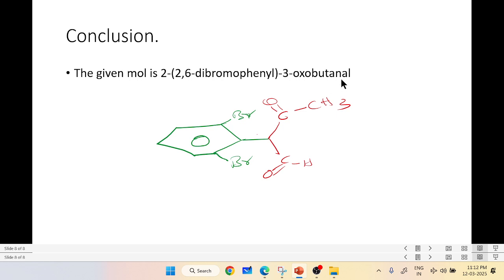Now, how did this IUPAC name arise? Look at this structure and see the main chain indicated in red. The main chain is a 3-oxobutanal. It's an aldehyde with 4 carbons, with an oxo group in the 3rd position, and there's also a 2,6-dibromophenyl substituent at the carbon 2 position. Therefore the given molecule is 2-(2,6-dibromophenyl)-3-oxobutanal.